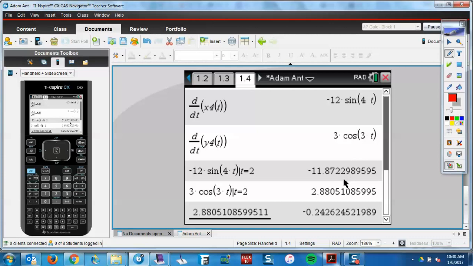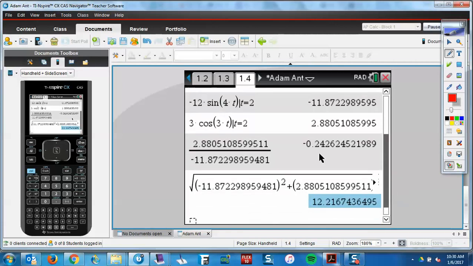Is that what you guys got for horizontal velocity? Vertical velocity? So here's another question I'd ask you. What direction is this going at t equals 2? Left and up. So this is going left and up at t equals 2 because the vertical velocity is negative, horizontal velocity is positive. So that's another question I could ask you. Here's the slope.